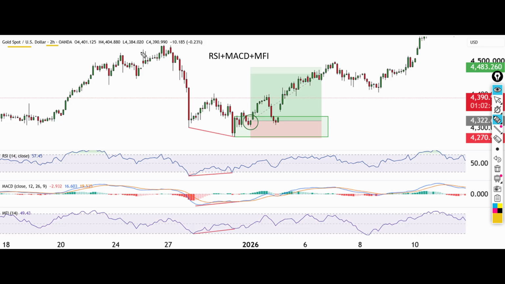We can see the price action of gold here, and on the right hand side we can see the price in terms of dollars. This is the first indicator I have applied, the relative strength index. Along with it, I am adding 2 more indicators: one is MACD, moving average convergence and divergence, and the third one is the money flow index.